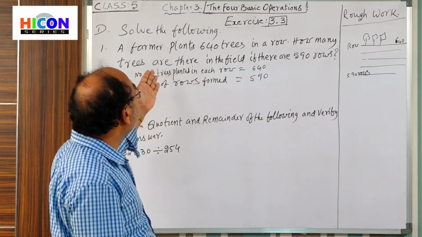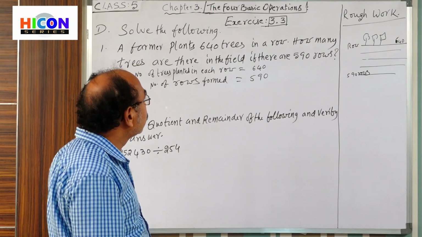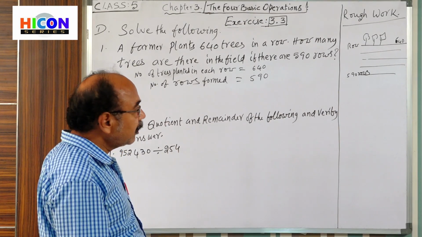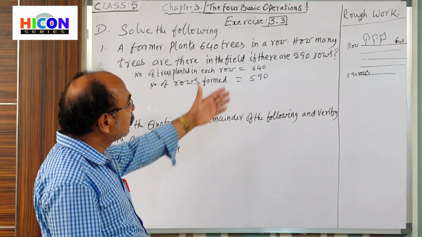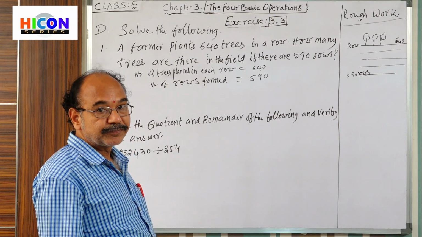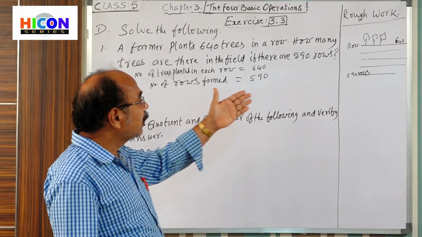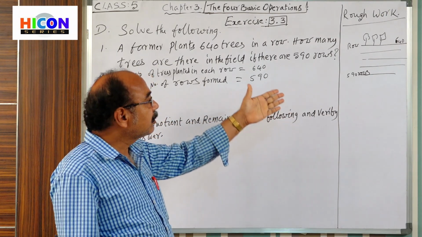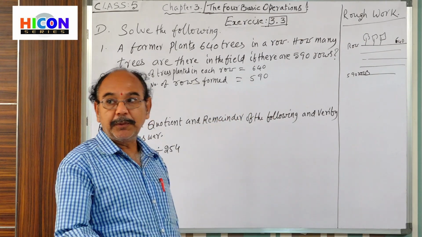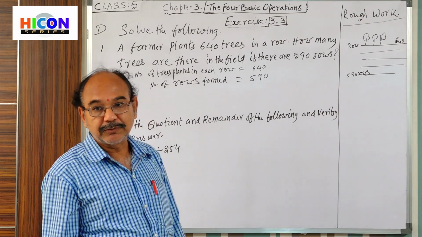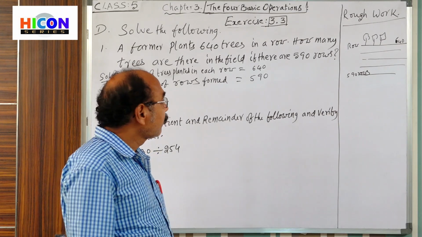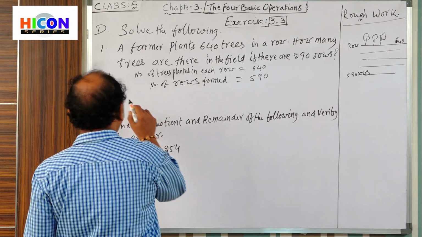What is being asked? How many trees are there in the field? In all the 590 rows, totally how many trees are there? So to get the total number of trees in all the 590 rows, what do you have to do here? Multiplication operation. You do the multiplication.